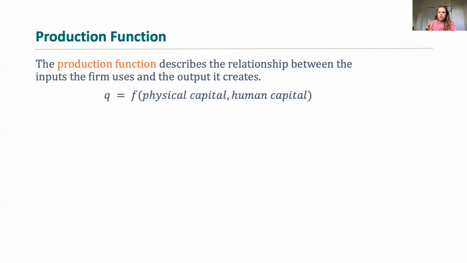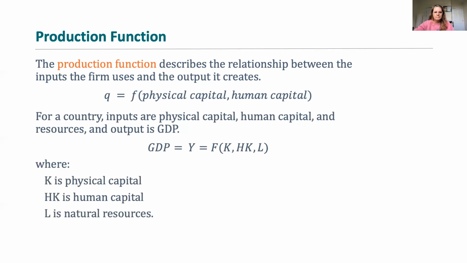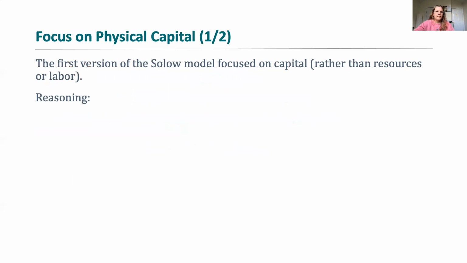But here we're going to give it two inputs, which is physical capital, which we'll use K to denote, and human capital, which we'll use HK, and L to denote natural resources, land. So we've got an output, which is going to be the measure of GDP, the value of the output itself, which is a function of physical capital, human capital, and natural resources.